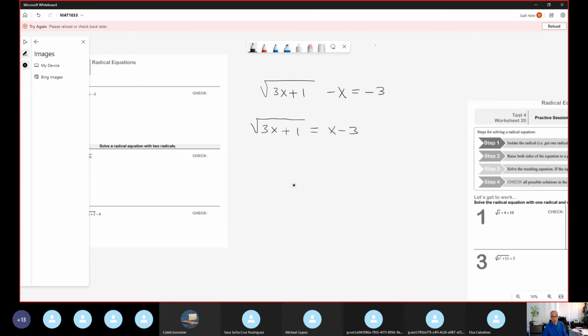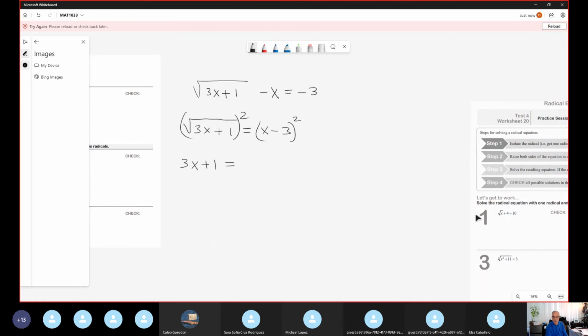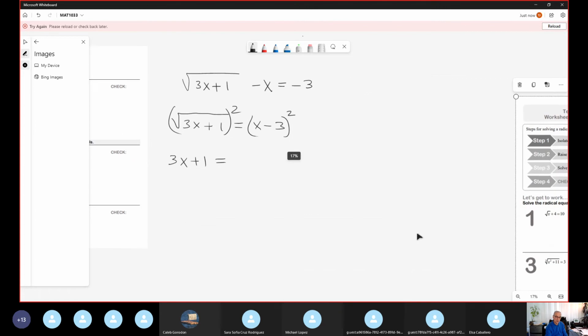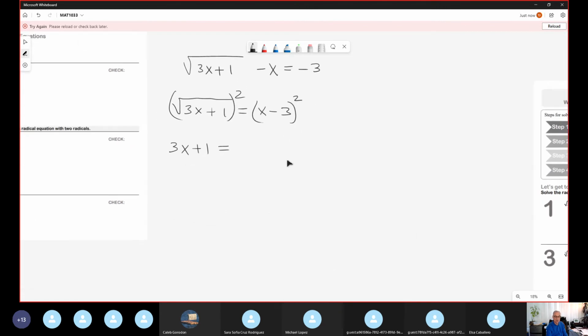Okay, now this is the moment you say, square both sides. This allows me to destroy, eliminate the radical, no radical anymore. But you need to be aware that this new equation is easier than the original, but it's not always 100% equivalent.